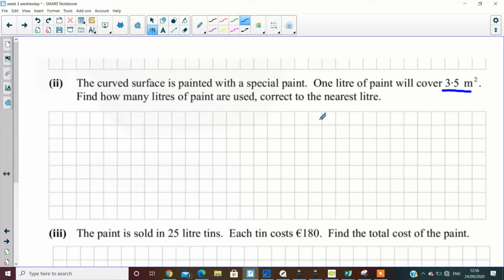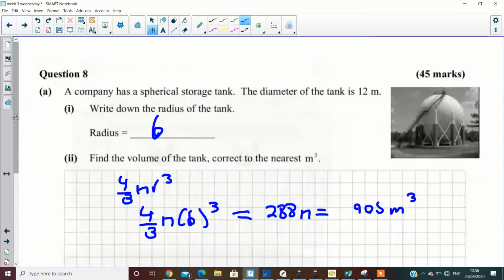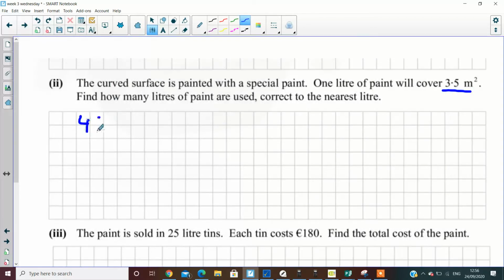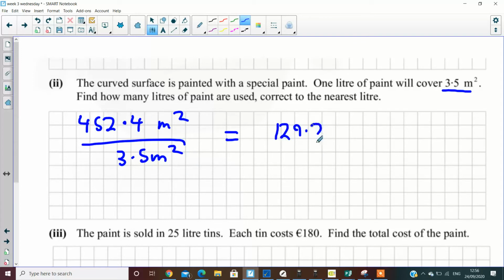Now this is hassle here. What's the area again? 452.4. Now here's the problem. 452.4 meters squared. How many 3.5s are contained within that? So divide them into each other, and you need 129.26 litres. Is that right?